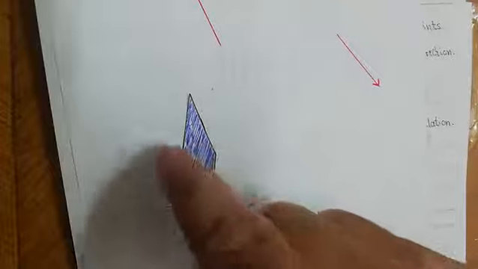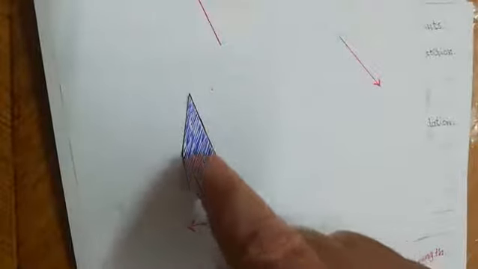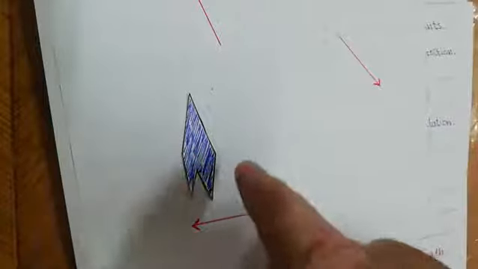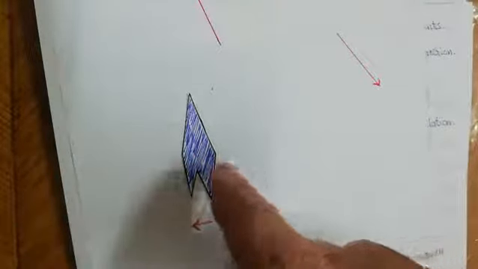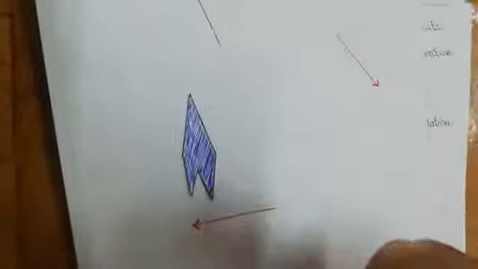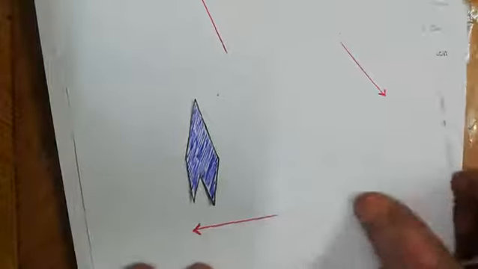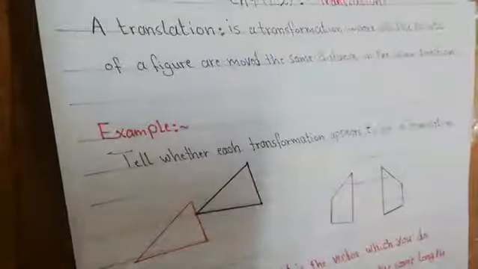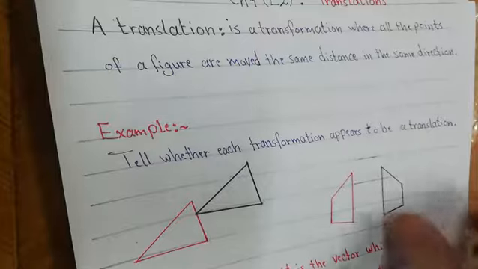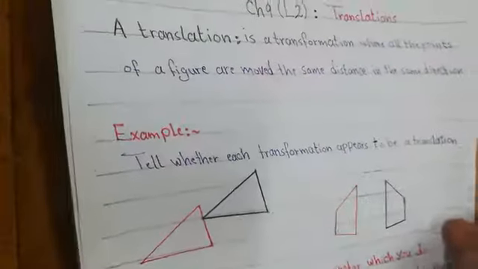Look at all these vertices, they moved the same distances and in the same direction. All of them changed the same distances, the same direction. This is the translation. Okay, let us take this example.